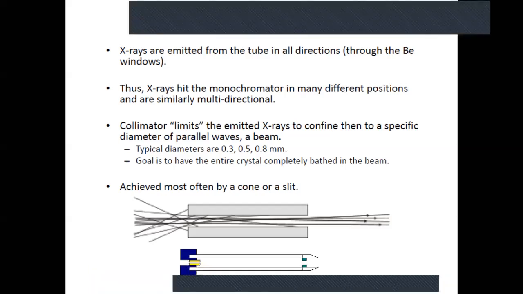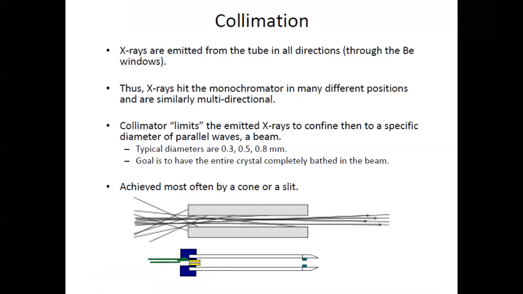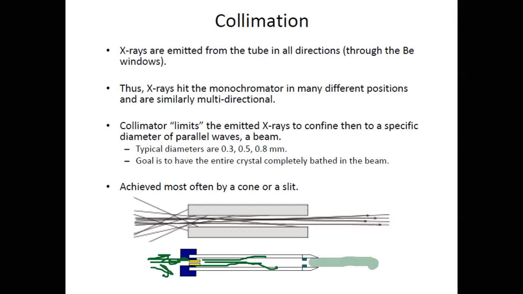And a collimator looks something like this. What you have is the X-rays coming in, going in all different directions. But when they get into this tube, they uniformly form a beam. And then the beam comes out and strikes the crystal like that. So that's a collimator that is needed.